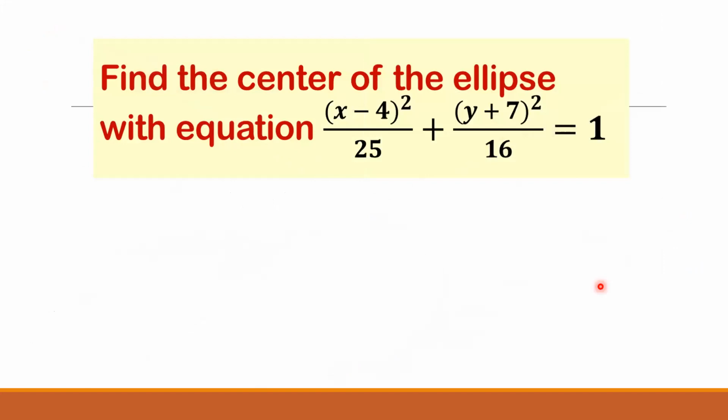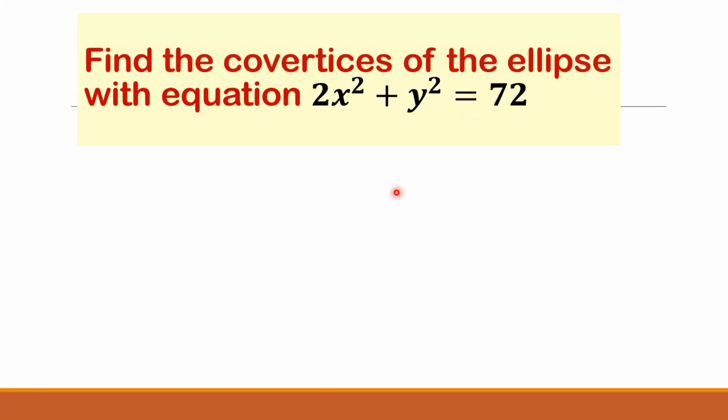So let's find the center of the ellipse with equation x minus 4 squared over 25 plus y plus 7 squared over 16 equals 1. Okay, that should be very easy. Yan, dapat nadalian lang kayo. That's a warm-up question actually. We're just looking for the center, so we just have to pick these numbers and change their sign. So our center is just 4, -7. Okay, no solution needed. Okay. So hope you got that correctly. Let's go to question number 2.